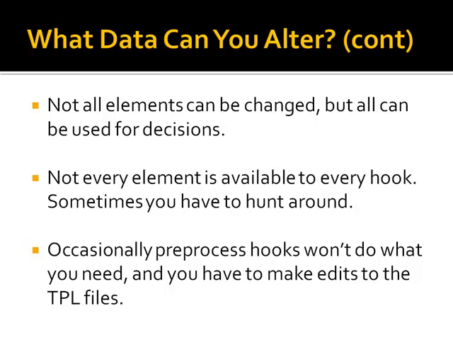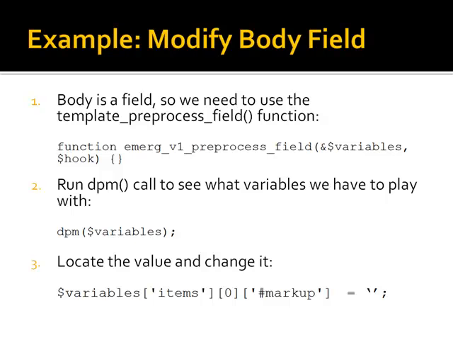So I've actually run into situations where preprocess hooks don't do what I need, and you still have to modify the TPL file. But the standard practice is try to do it with preprocess hooks as much as you can, and if you really can't, then edit the TPL file. So sometimes I will admit I've gotten frustrated, modified the TPL file, then figured out the hook later and had to go back and redo it. All right, so let's modify the body field.